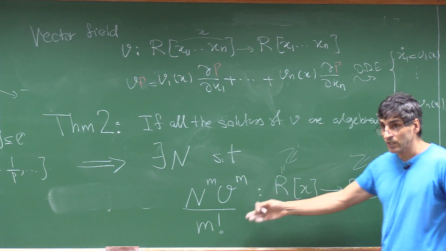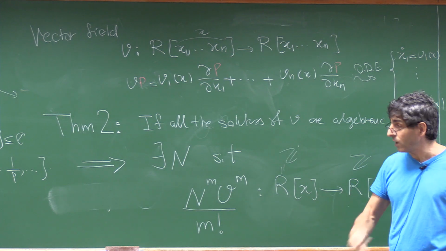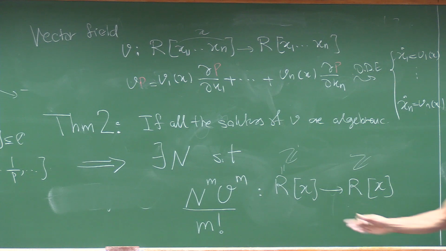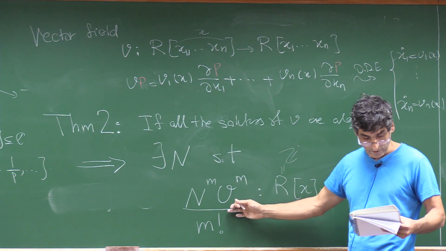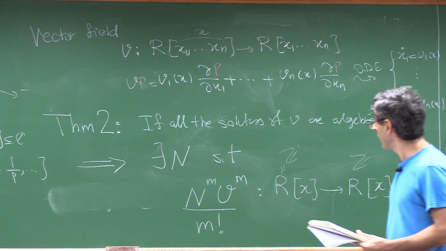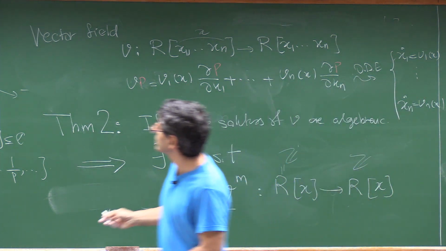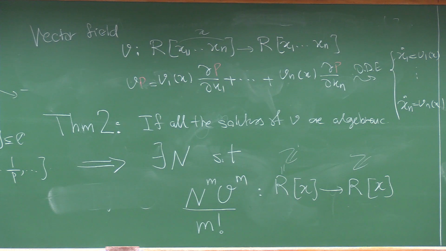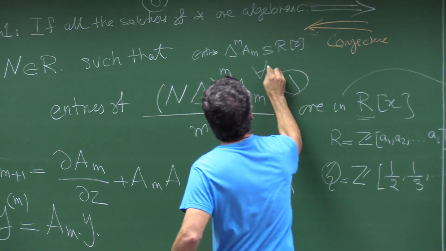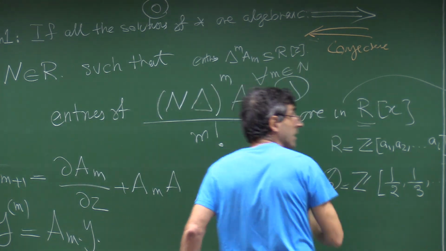This means dividing by m factorial over all primes which do not affect the image of this. So this is for all n, this is for all m. I wrote it here for all m, n.